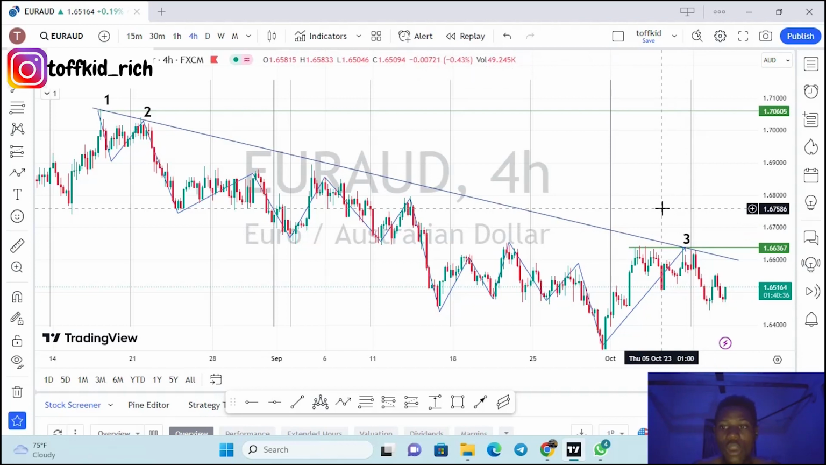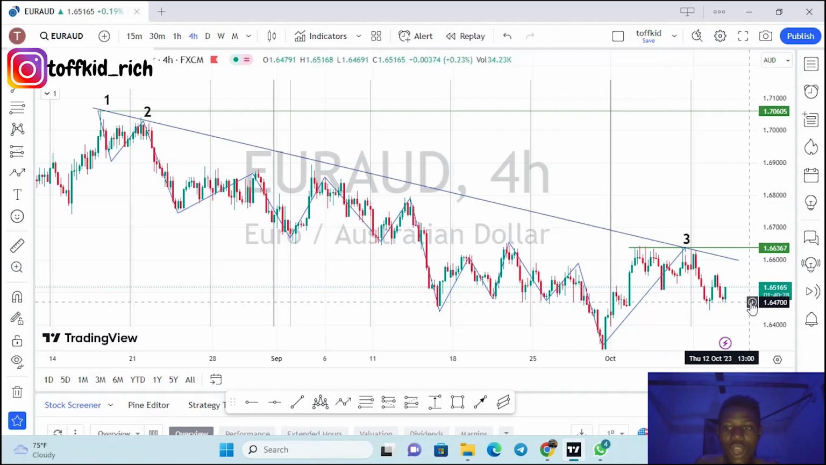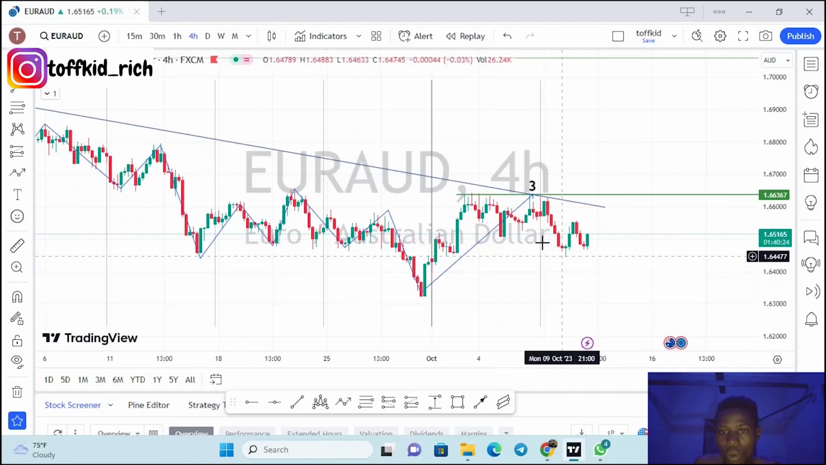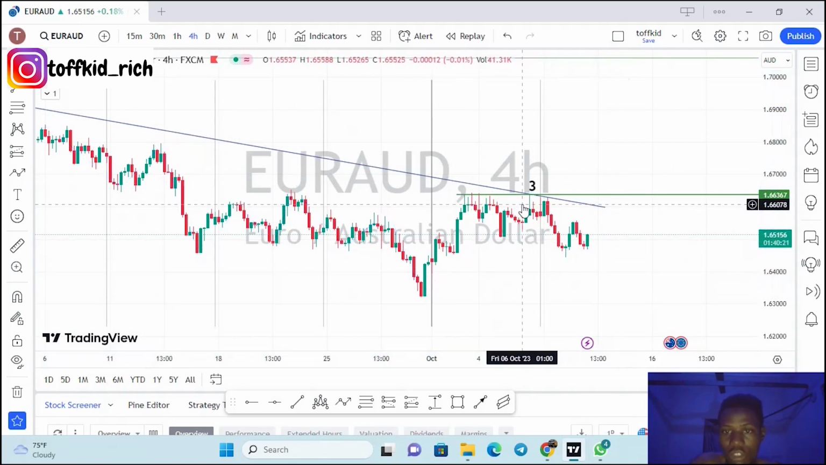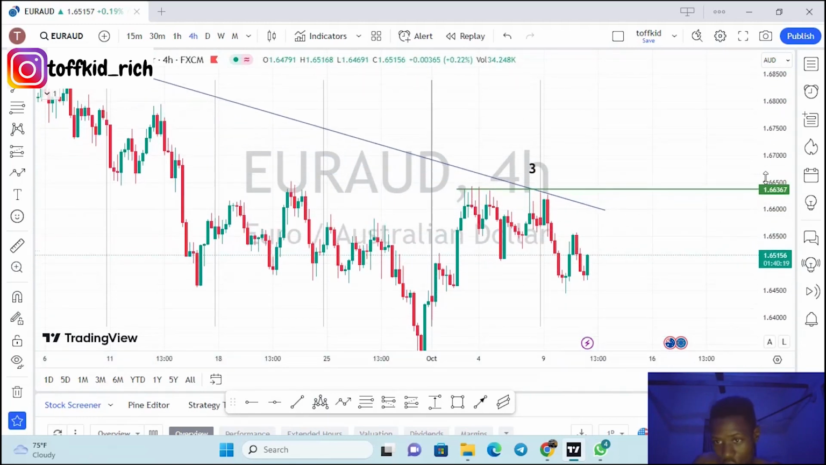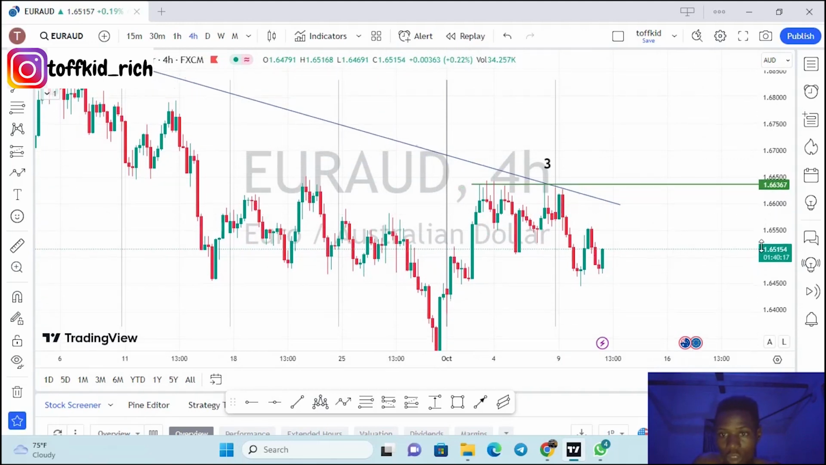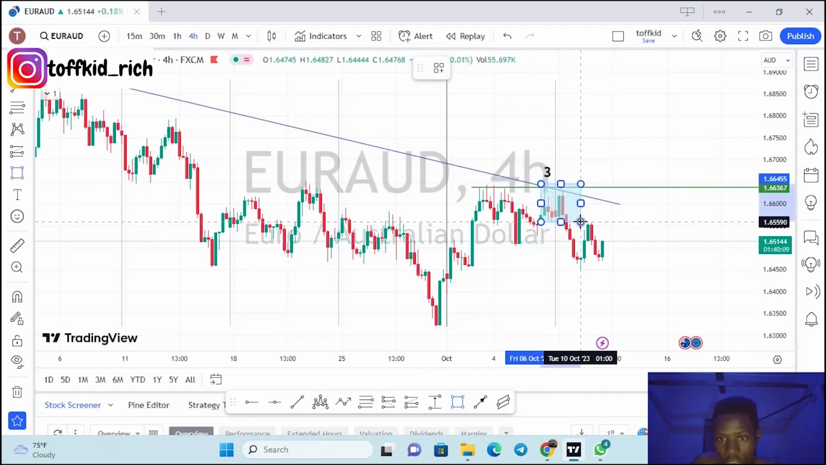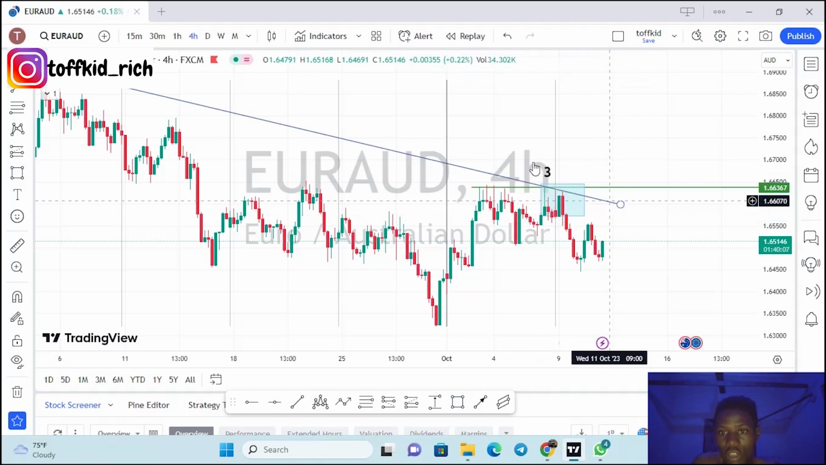So now we have to move to the third touch of the trend line and know how we are going to be executing our trade setup there. So upon the third touch, let me clear this off. Upon the third touch on the 4 hour time frame, you can see when price touched this point, there is a lot of consolidation around this point.